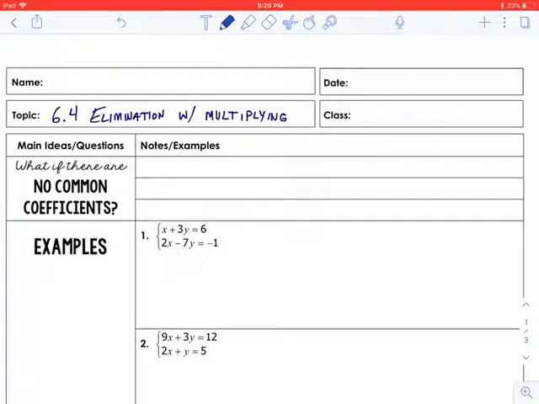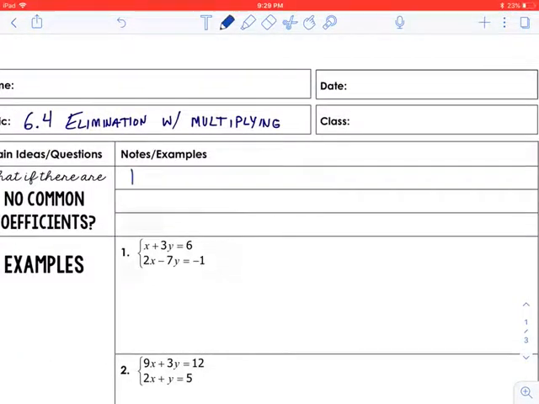All right, Algebra 1. We are continuing with elimination today. The only difference is last time we had opposites, or all we had to multiply by was -1. So the steps are still the same. We just might have to multiply by something besides 1 or -1.